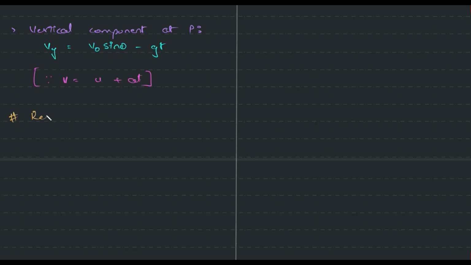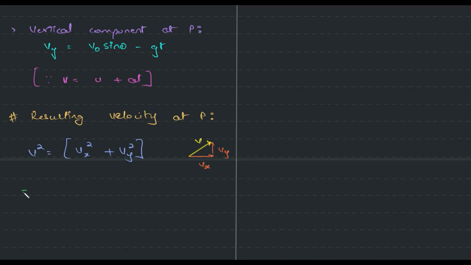Now the resulting speed, or actually resulting velocity at P. What will be the resulting velocity? It would be simply the square root of vx square plus vy square, or we can call this the square of this. Why? We know that this is vx, this is vy, and this would be your v.